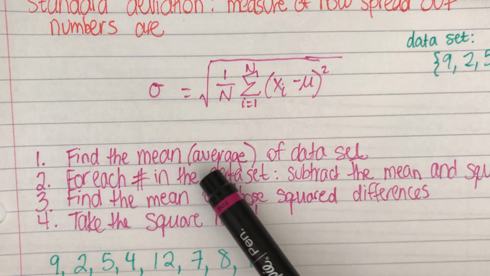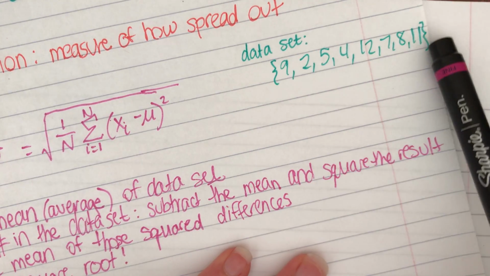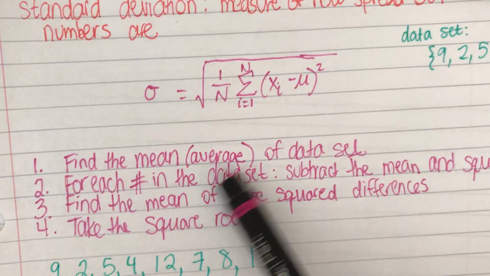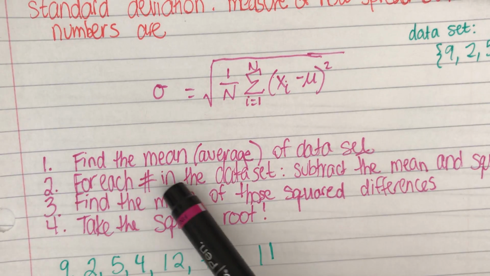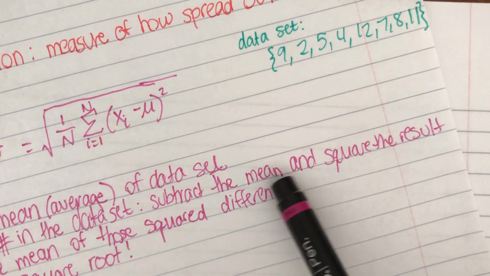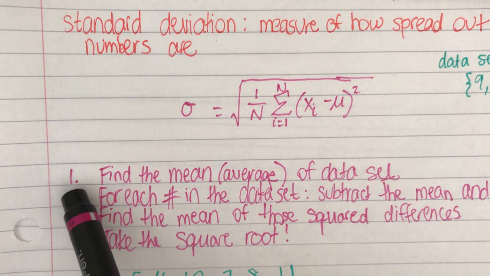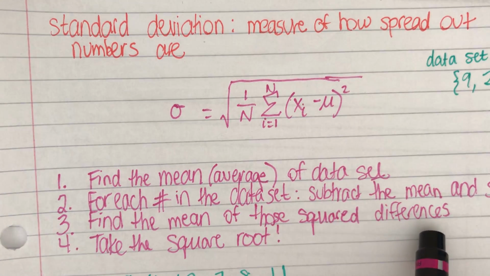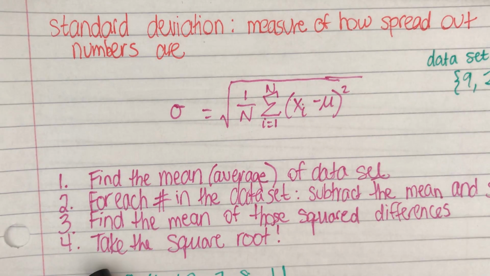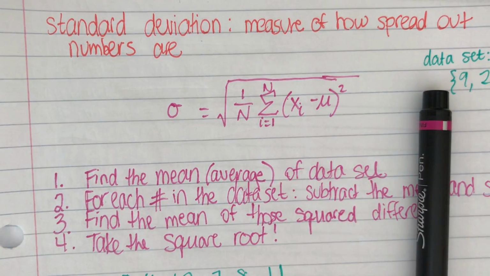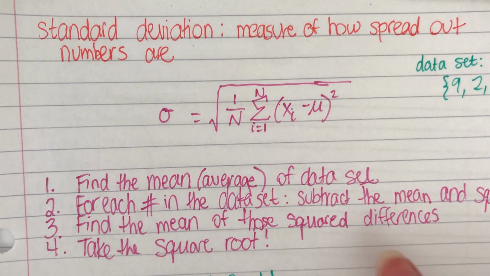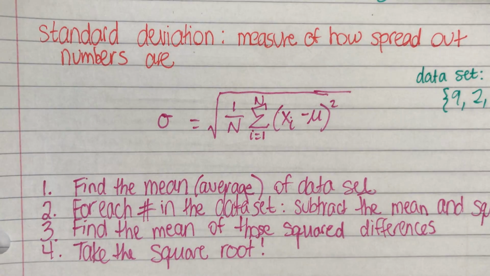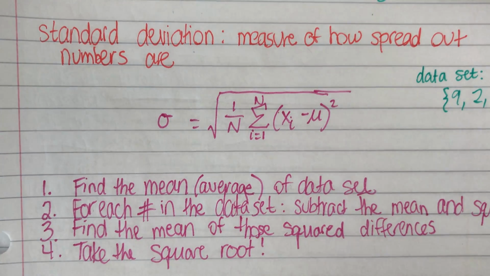So step number 1 is to find the mean or the average of the data set. Again, if this was our data set example, we would need to find the average of those numbers. That's step 1. Okay, step 2 is for each number in the data set, we subtract the mean and square the result. This is the most computationally heavy or most difficult step, so we'll get there in a bit. We'll do it together. Step 3 is to find the mean of those square differences, so we're finding another average. And step 4 is finally to take the square root. So go ahead and take a minute to, again, pause, write down these notes, and then we'll move forward.